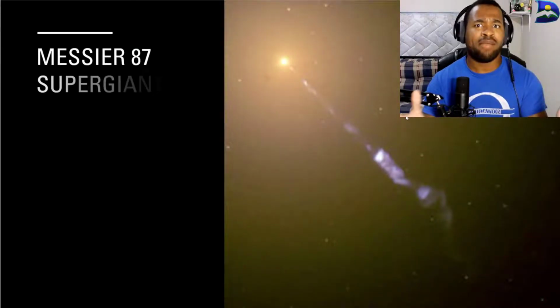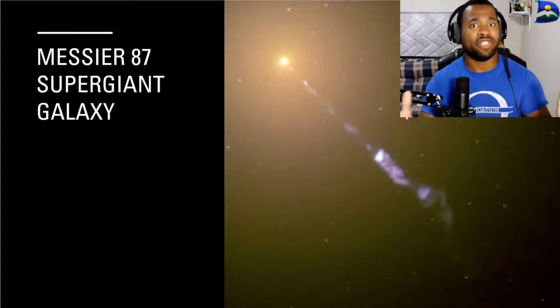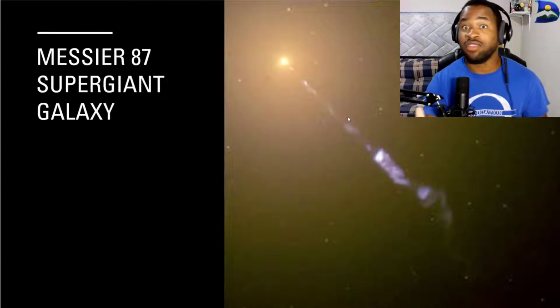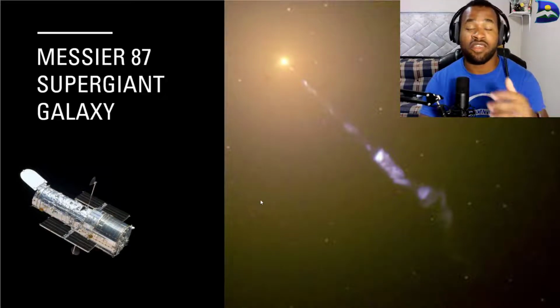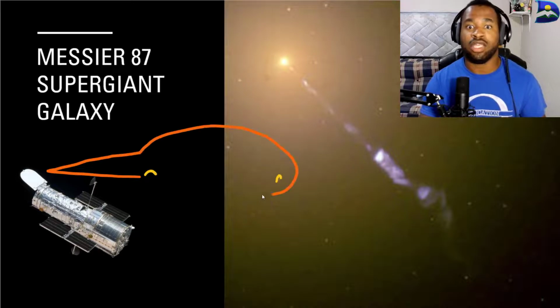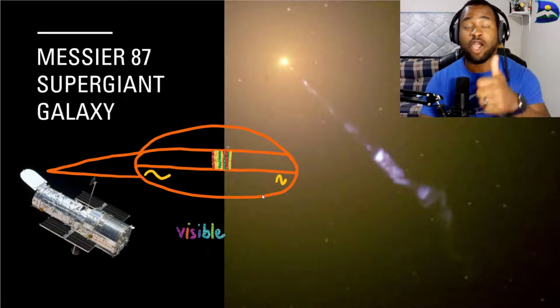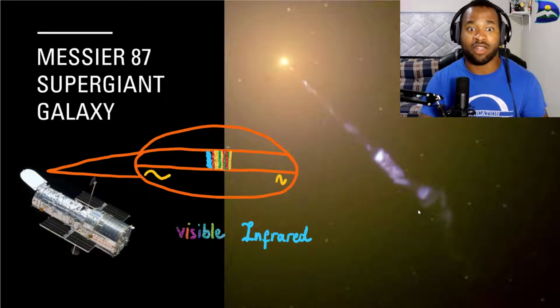Now let's look at an example of a particular galaxy, which is called Messier 87, a supergiant galaxy. And this image here, as you see on the right side of your screen, was taken using the Hubble telescope. This actually is really important because the Hubble telescope used a specific wavelength, which is around the visible region in combination with the infrared, to produce this particular image. And so what we see in this image is a couple of things to be aware of.